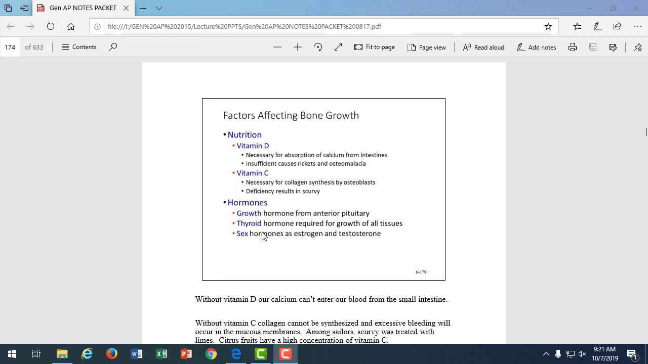And then at puberty, this might be a test question, hint, hint. Not even a hint, direct statement. This is a test question. At puberty, the sex hormones are what really kick things in for bone growth.